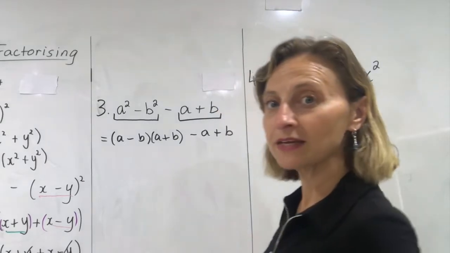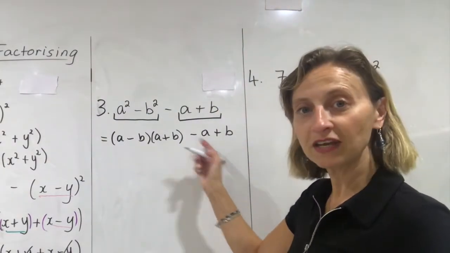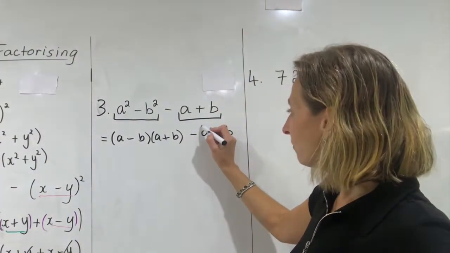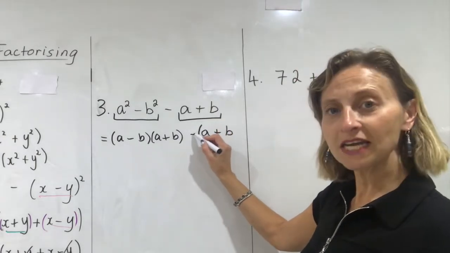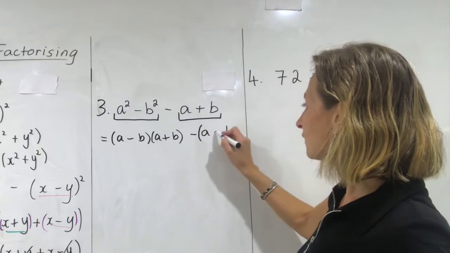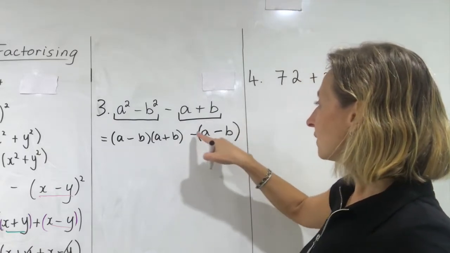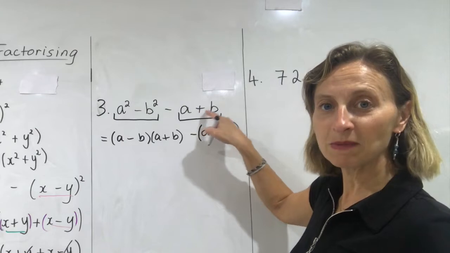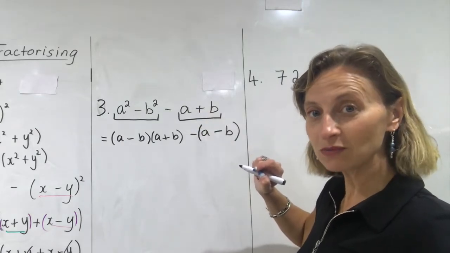So that can't be right. I need to have a bracket over here so that I can factorise it out. But if I put a bracket there, I've now taken a minus outside the bracket. So I have to change the sign inside so that minus 1 times minus b gives me that plus b up there. That's really tricky, isn't it?